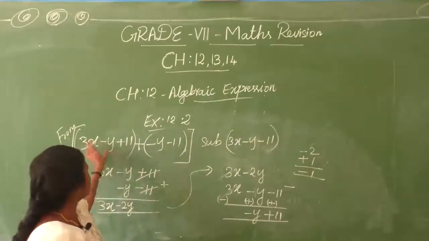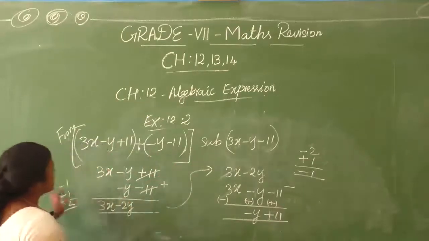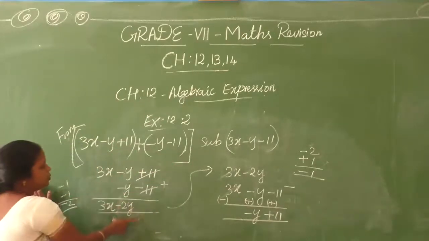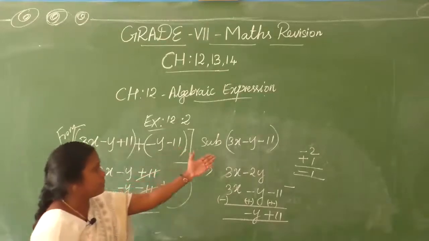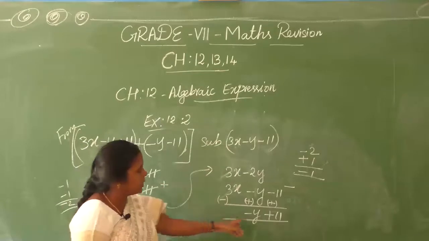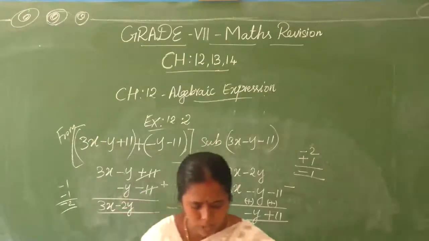What is the question first? From the sum of this and this, subtract that. So what I did first, I added the first two expressions. From that answer, I subtracted the third expression. At the end, my answer was minus y plus 11. Understood? Like this, the remaining questions you practice.